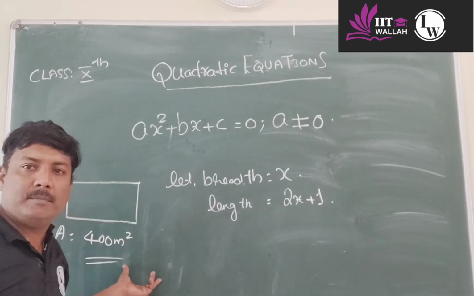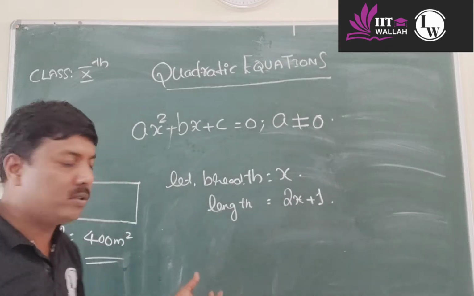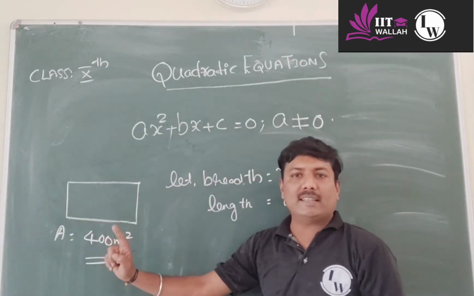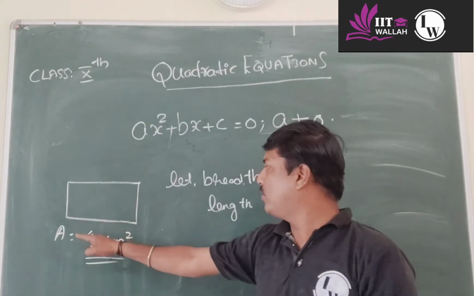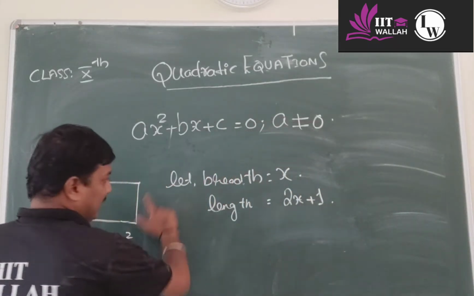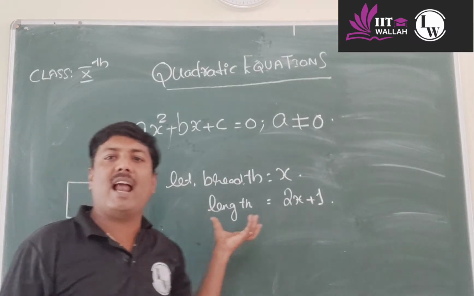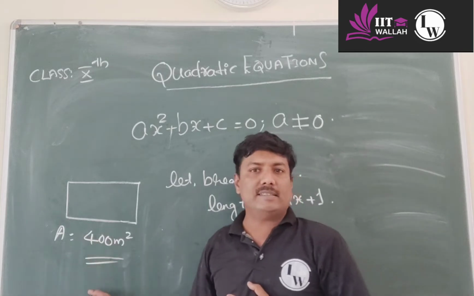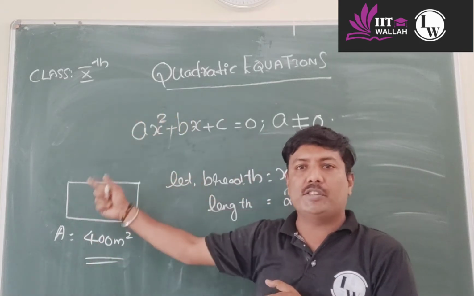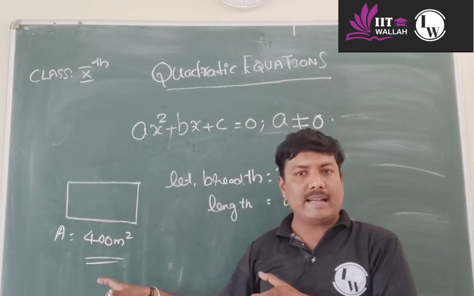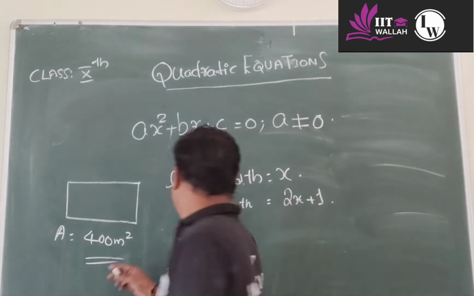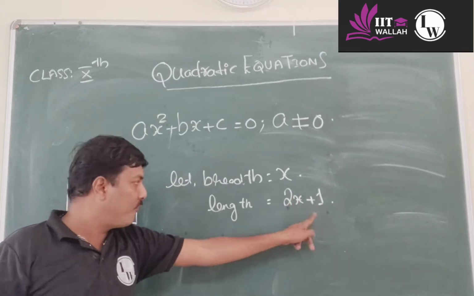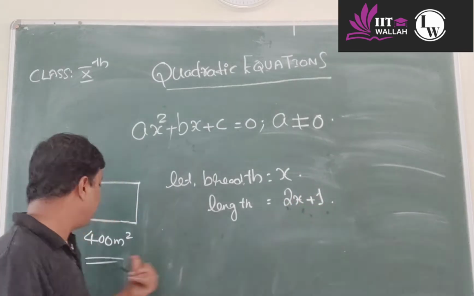What is given in the question? We have to make a football ground of 400 meter square area whose length is 1 meter more than twice the breadth. Everything is written here. So this is a real life problem that we may face. To solve this, we need quadratic equations. I will show you how the quadratic equation is needed here. Breadth is x, length is 1 more than twice of x. It is given, and the area is given.